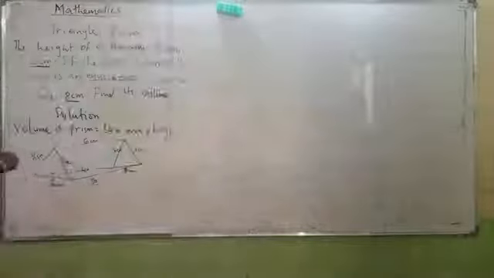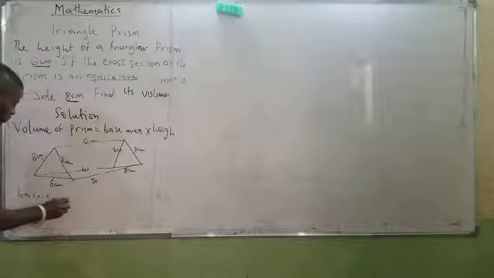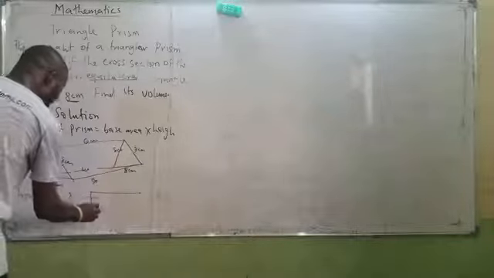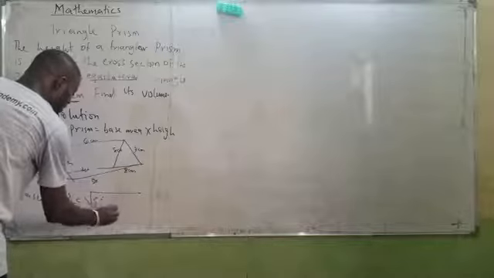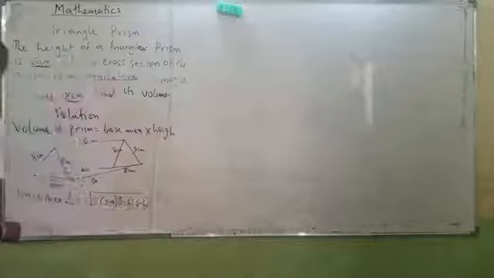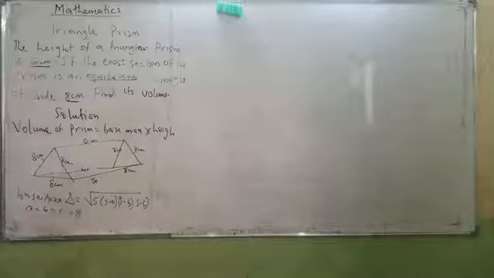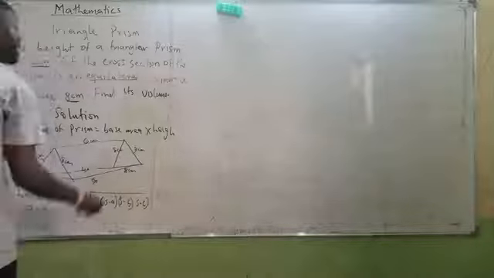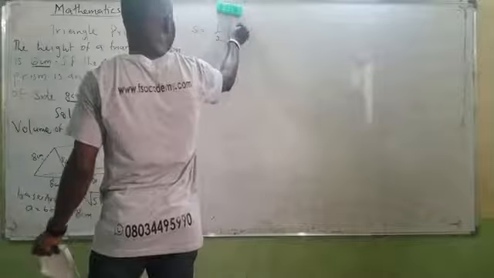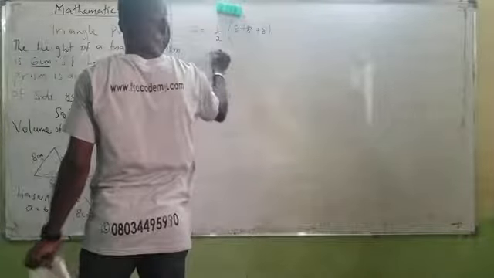Now, the volume is saying that base area. My base area of this triangle will be equal to, I will be using Heron's formula, which is the square root of s bracket of s minus a, s minus b, s minus c. Now, my a equals b equals c, which is equal to 8 centimeter. And my s will be half of 8 plus 8 plus 8, which is 24 divided by 2. That will be 12. My s will be 12.